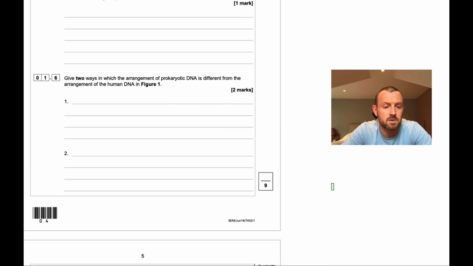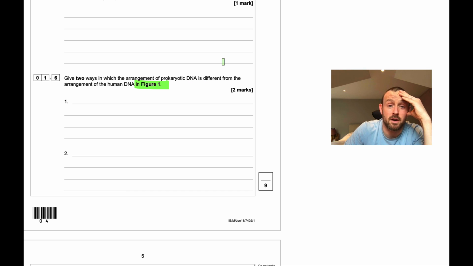1.6. Give two ways in which the arrangement of prokaryotic DNA is different from the arrangement of human DNA in figure 1. Well, it's not in chromosomes, it's not associated with histone proteins, and it's not in a nucleus. 3 things. Now, yeah, I think all those would be marked, because I'm just thinking it says in figure 1, so I think we have to specifically reference a difference that is visible in figure 1.